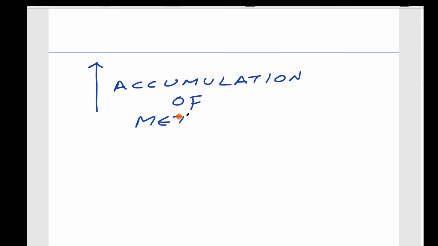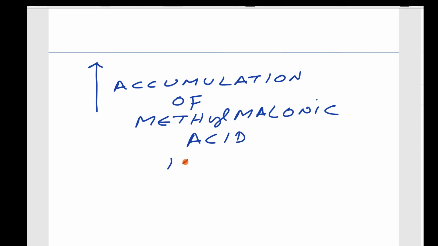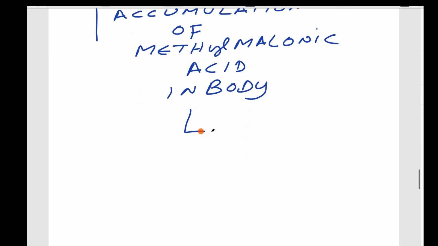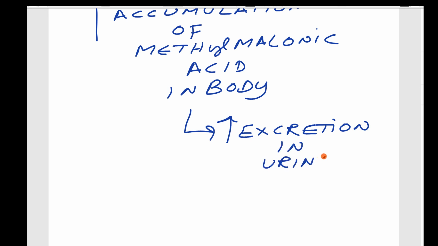Whatever may be the reason, the consequence is increased accumulation of methylmalonic acid in the body, in blood and body. Ultimately it results in increased excretion in urine. That is the reason it is called methylmalonic aciduria.